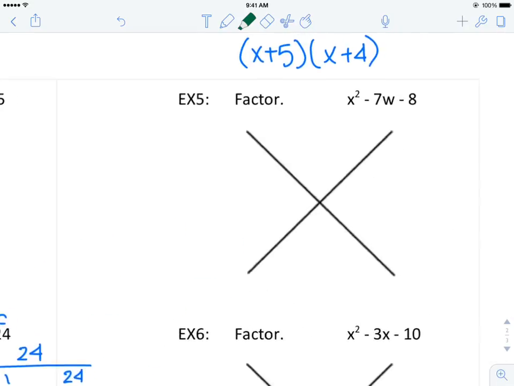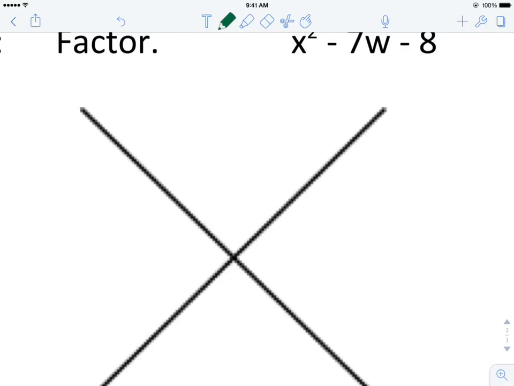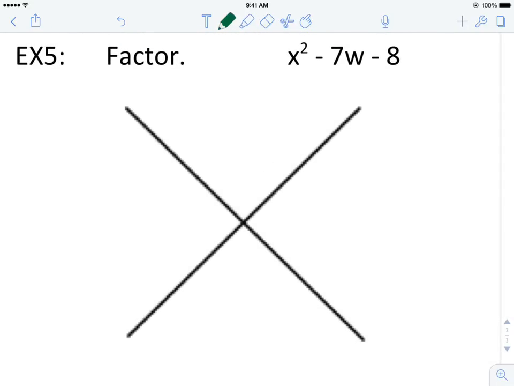Alrighty, so here goes. Example number 5. I'm going to go through all the steps, but I'm going to go quick. Hopefully you should have done them already. On top I put negative 8. On the bottom I put negative 7.